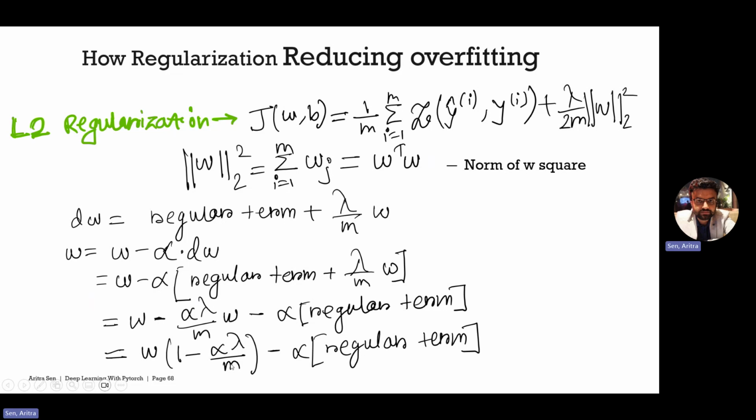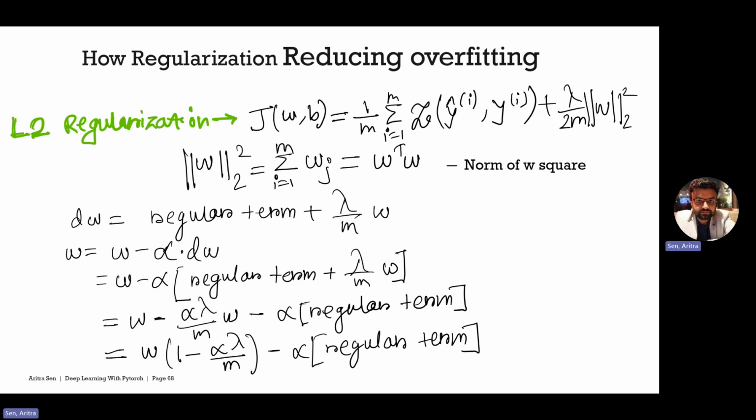So this term should be less than 1, because this term is getting subtracted from 1. So this would be less than 1, right? Now if you multiply W with a value which is less than 1, your W will shrink and you will have an effect of weight decay.